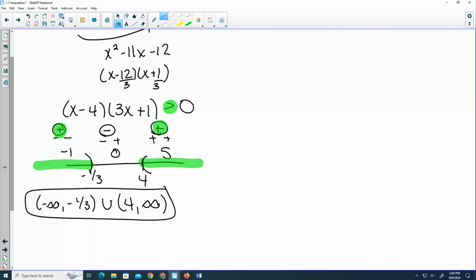Tomorrow, I'm going to do some more of these, and we're also going to look at rational ones. So when we have fractions, what do we do? It's going to be very similar to this strategy. Are there questions?